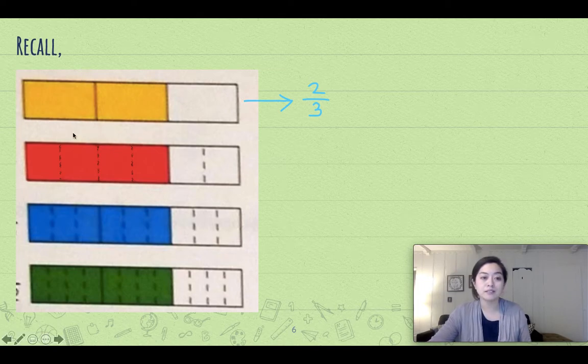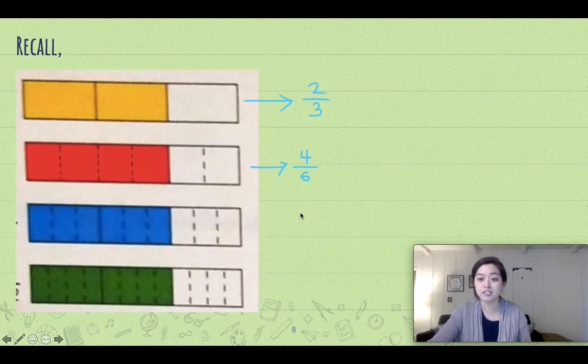Let's look at my second bar model. Okay, how many total parts are there? 2, 4, 6. There are 6 total parts, so I have to put that in the denominator. What do I put in the numerator? I have to put the number of shaded parts, which is 1, 2, 3, 4. And I read that fraction as 4/6.